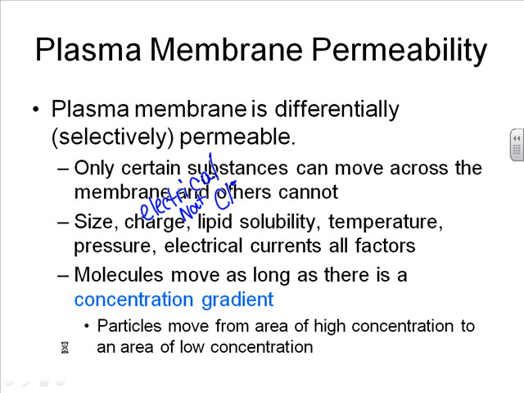The other factor that decides if something can move across the membrane is, do we have a concentration gradient? Meaning, is there an area where there is a high concentration and then an opposing area where there is a low? Because particles are only going to move from high to low. We say there is a concentration gradient.